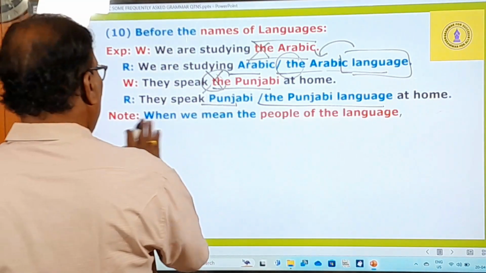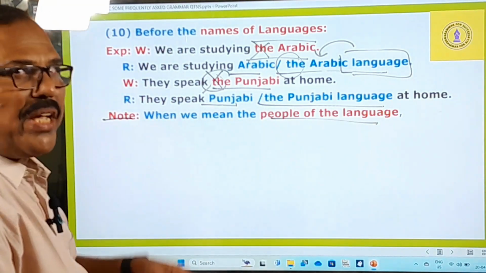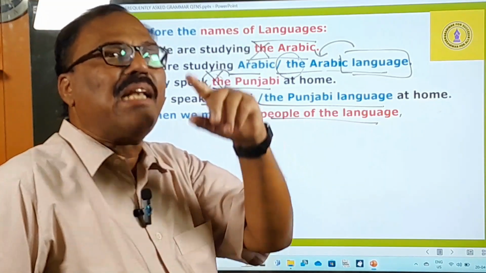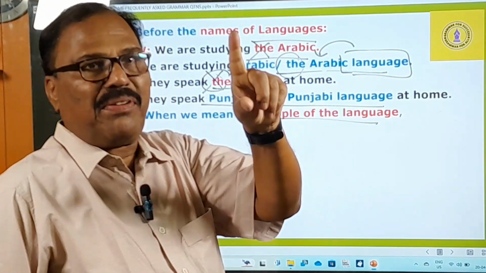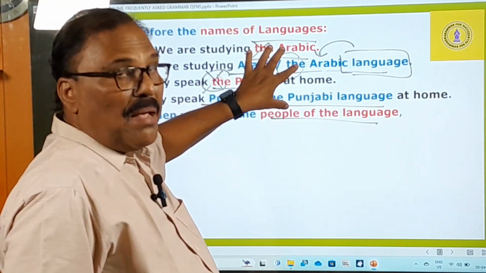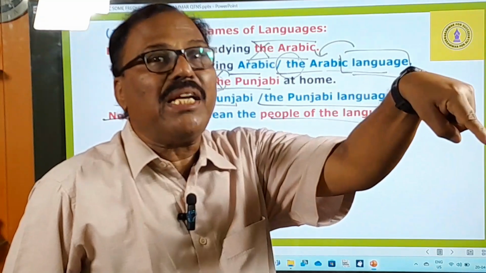Similarly, one note is there here. Whenever we happen to mean the people speaking that language, then you can use the definite article. Simply before the names of languages you should not use it, but before the names of the people speaking that particular language you can use it.